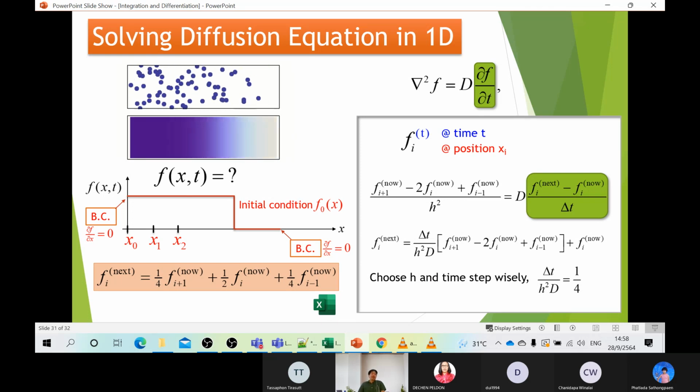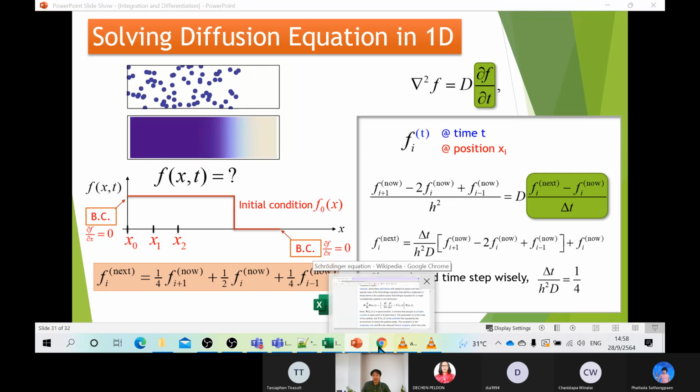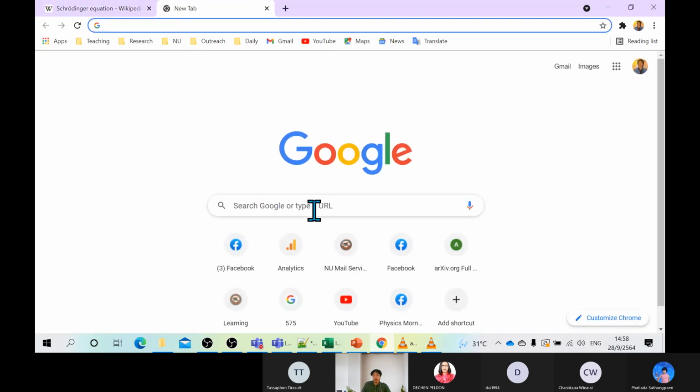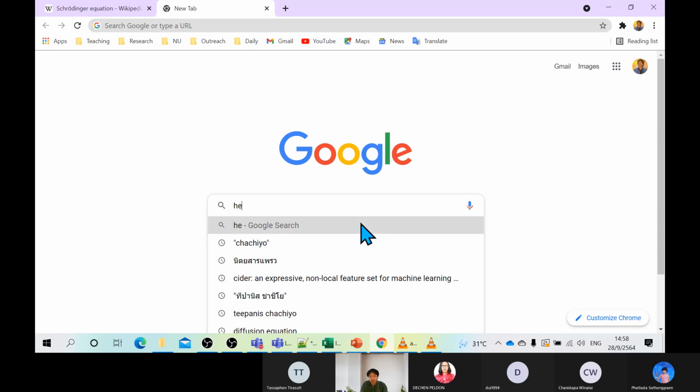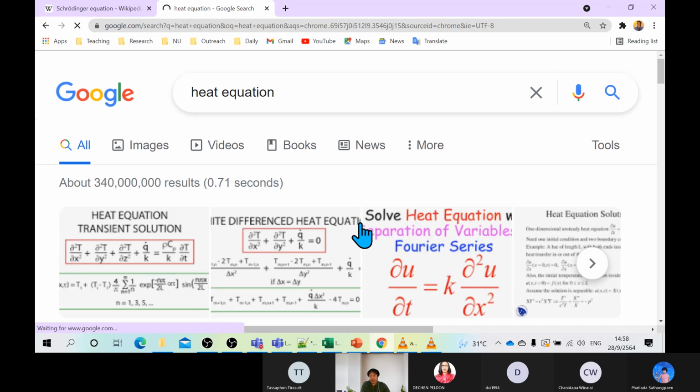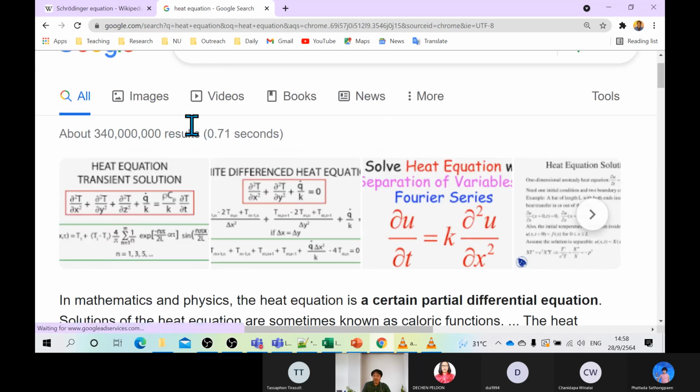What about if you don't care about quantum mechanics? You don't care about diffusion, but you care about heat and the equation of heat. It turns out that what we call the heat equation is also a diffusion equation. Okay, heat equation. That's the heat equation.